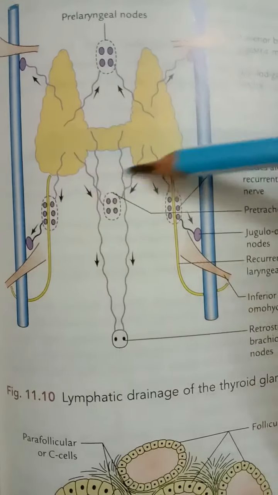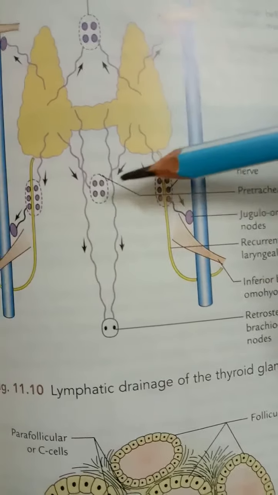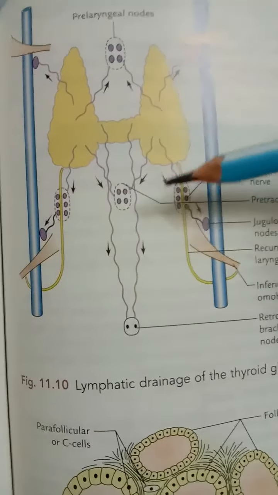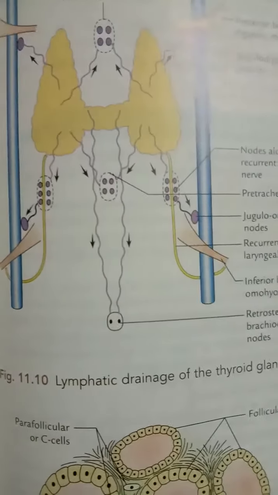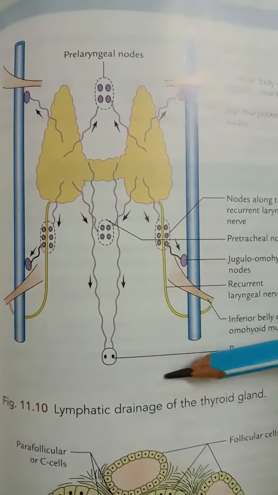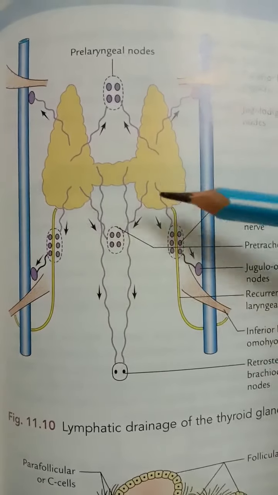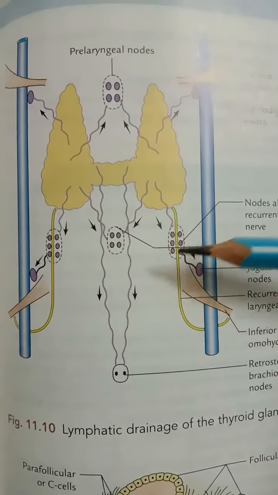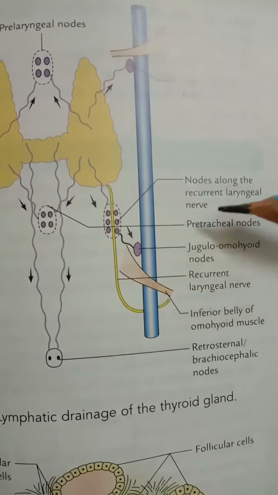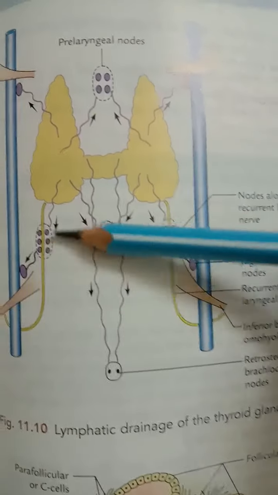Then the lower group is drained into the pretracheal and the lower deep cervical lymph nodes, so that is the lymphatic drainage. The nerve supply of the thyroid gland: it is supplied by the sympathetic and the parasympathetic nerves. The parasympathetic is derived from the vagus and recurrent laryngeal nerve. Here you can see the recurrent laryngeal nerve, this one.